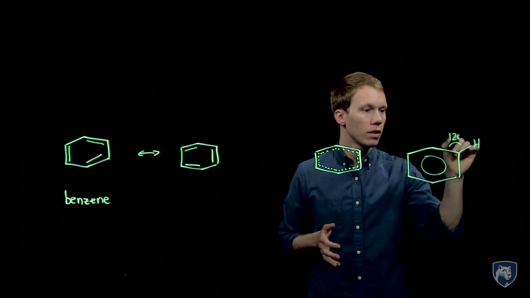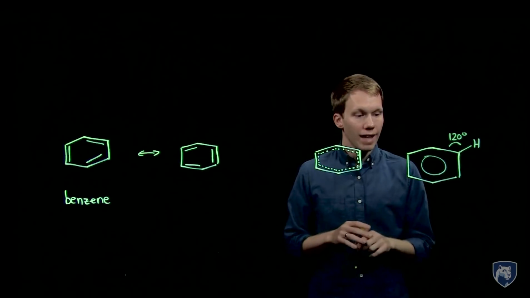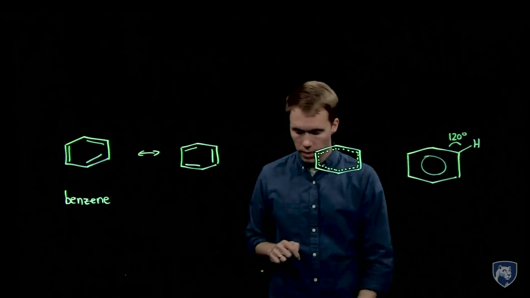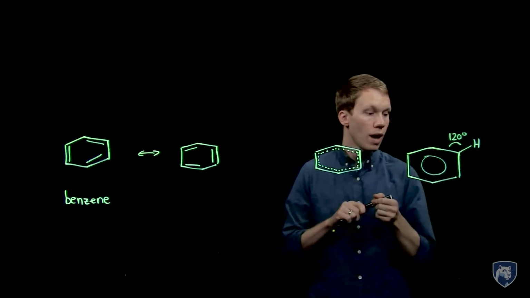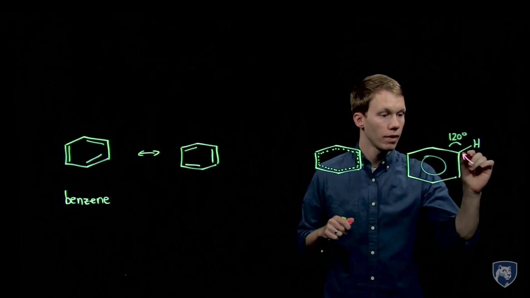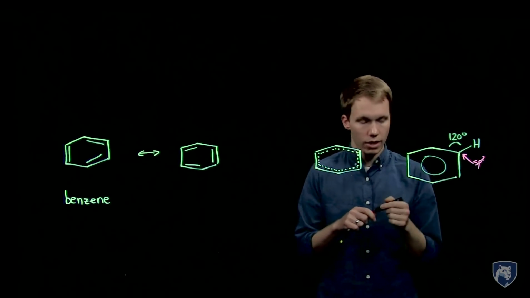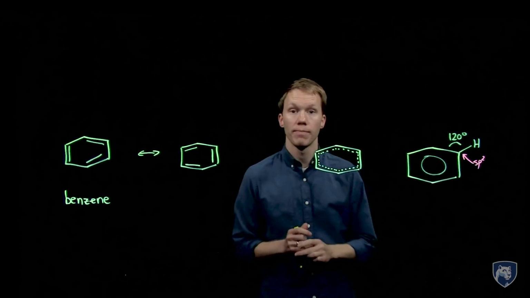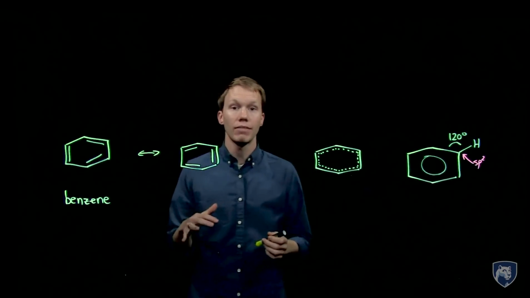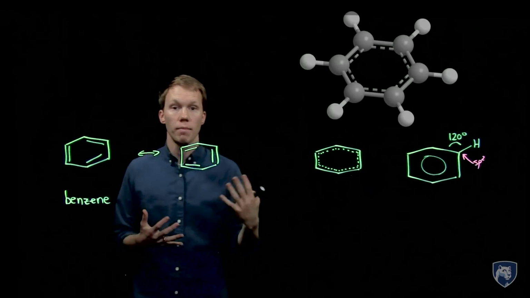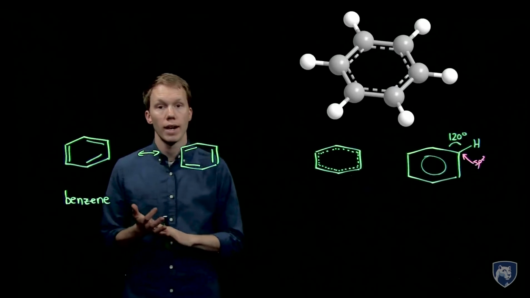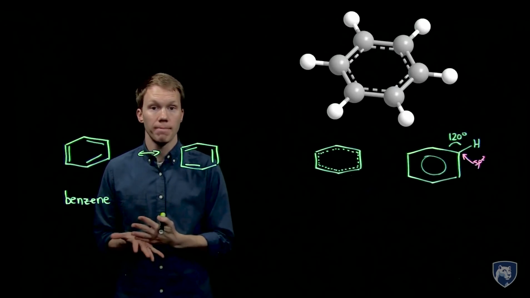So the bond angles in benzene are going to be 120 degrees, and all of the atoms are going to be sp2 hybridized with that trigonal planar geometry. So benzene is a completely flat molecule, and we can see that from this ball and stick model where all of the atoms are in the same plane.